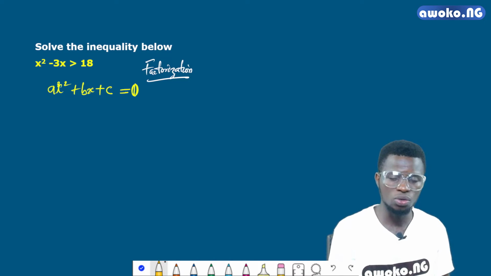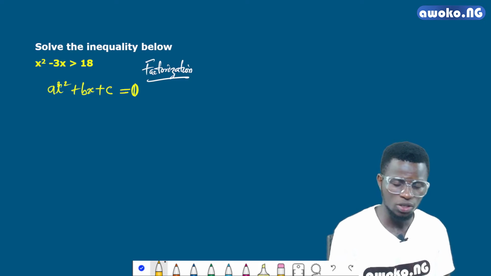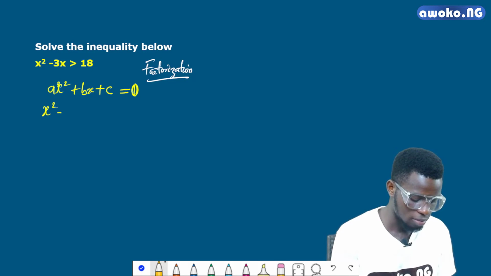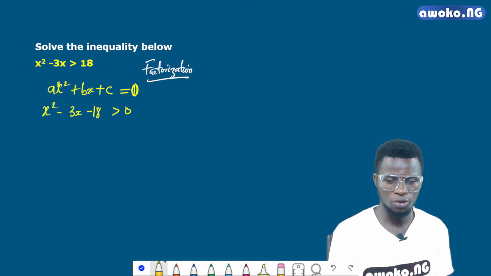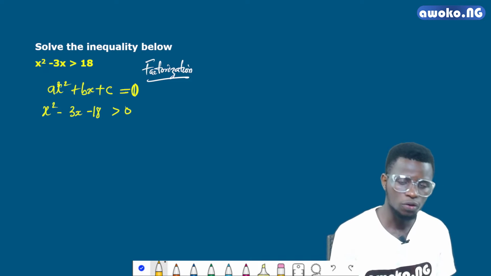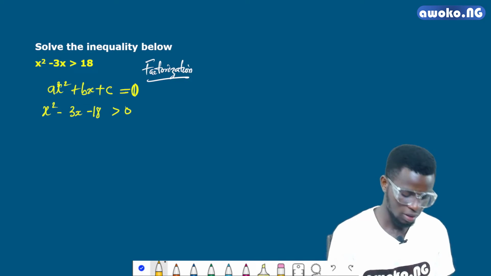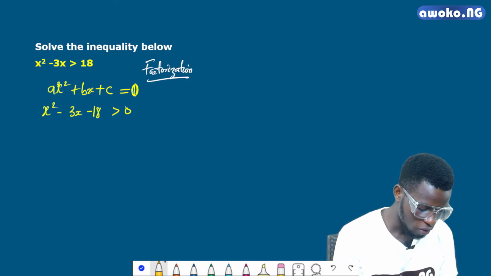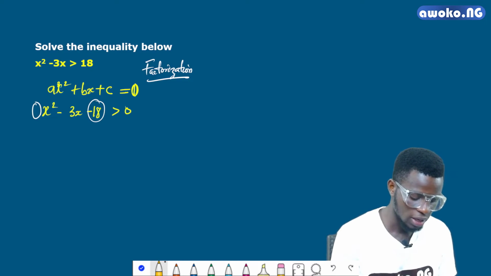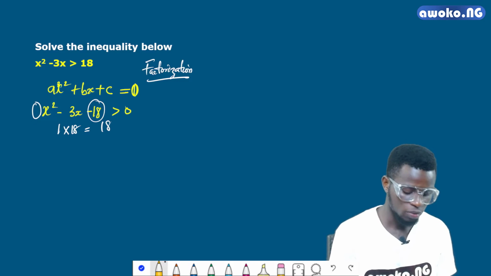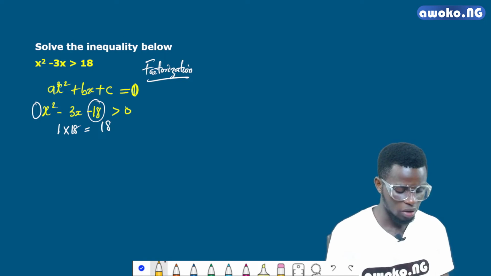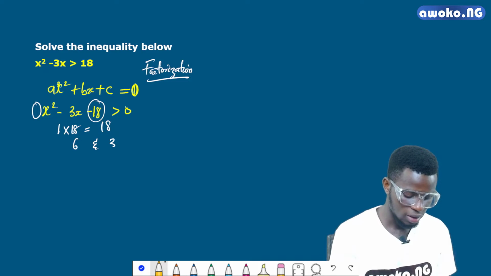And how do we do that? It is to subtract 18 from both sides. If I subtract 18 from both sides, I have x squared minus 3x minus 18 greater than 0. From our factorization method, we have to look for two factors of 18. If we multiply the coefficient of x squared by the constant term, we are going to have 1 times 18, which is equal to 18. So we look for the factors of 18 that will give us minus 3. Of course, the factors of 18 that will give us minus 3 are 6 and 3.